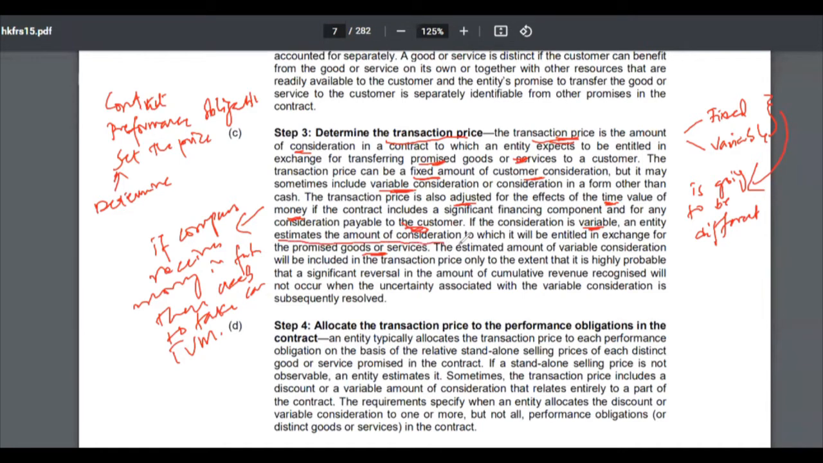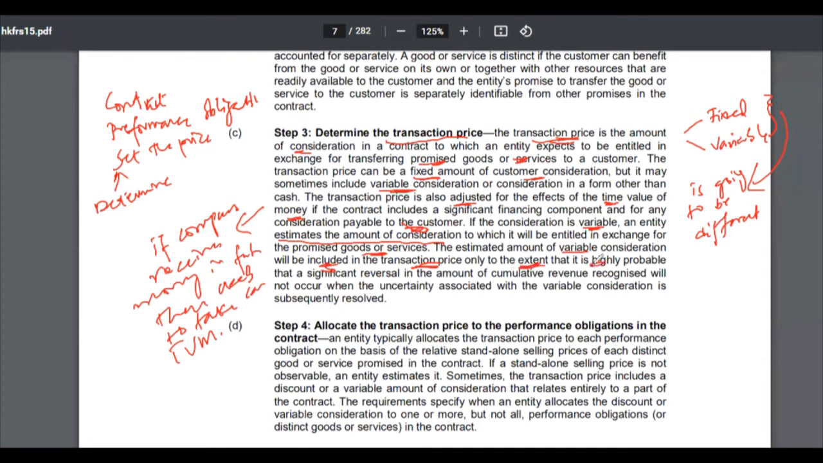So the company will estimate the amount of consideration. The estimated amount of variable consideration will be included in the transaction price. So variable consideration is included in the transaction price, right? Your examiners can test this, and they do test this in the exam, so you would have to understand this very well. Even if your consideration is variable, it's included in the transaction price. That's what it means, but there's a condition.